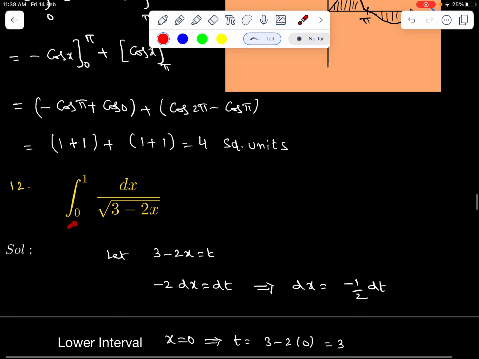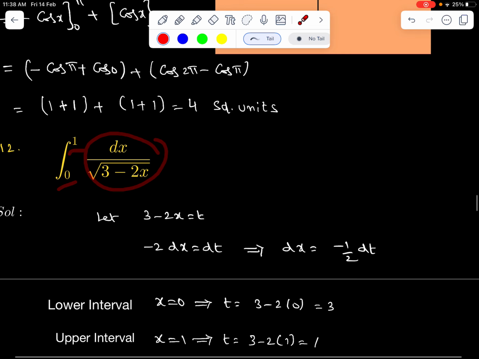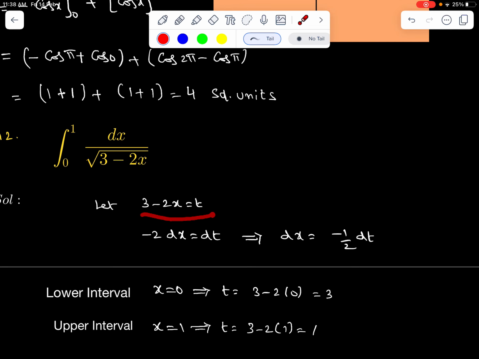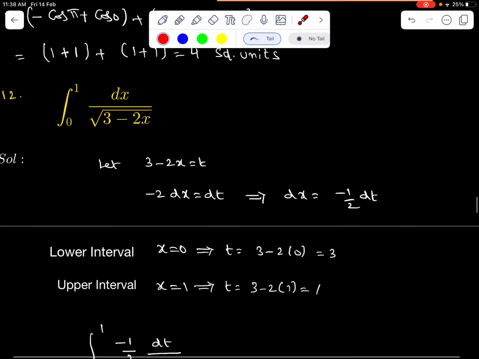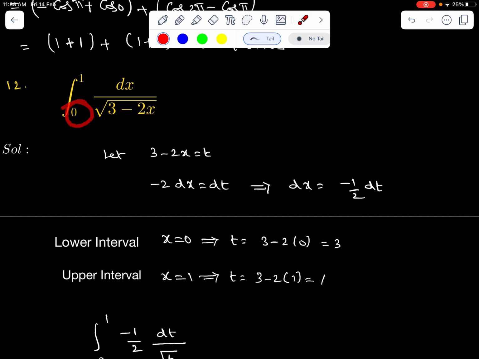Next sum. Integral 0 to 1 dx by root over 3 minus 2x. First of all, let 3 minus 2x is equal to t. The derivative of 3 is 0, minus 2 dx is equal to dt. The value of dx is equal to minus 1 by 2 dt. First of all, you can change the intervals also here. Why? Because you consider 3 minus 2x is equal to t.